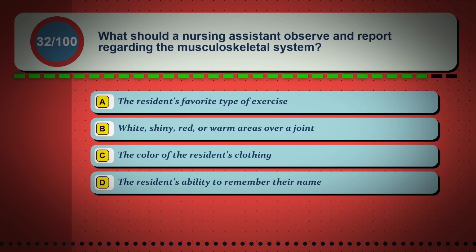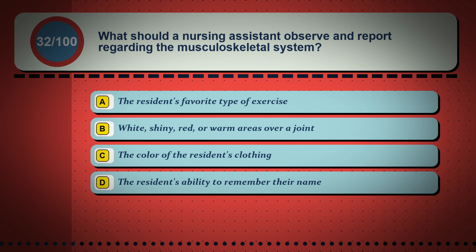Question 32. What should a nursing assistant observe and report regarding the musculoskeletal system? Option A. The resident's favorite type of exercise. Option B. White, shiny, red, or warm areas over a joint. Option C. The color of the resident's clothing. Option D. The resident's ability to remember their name.